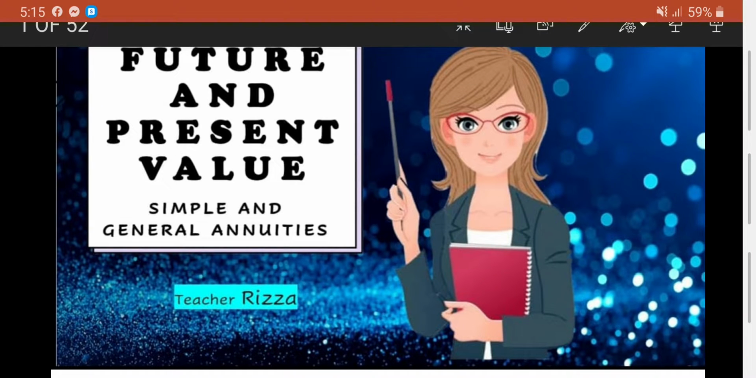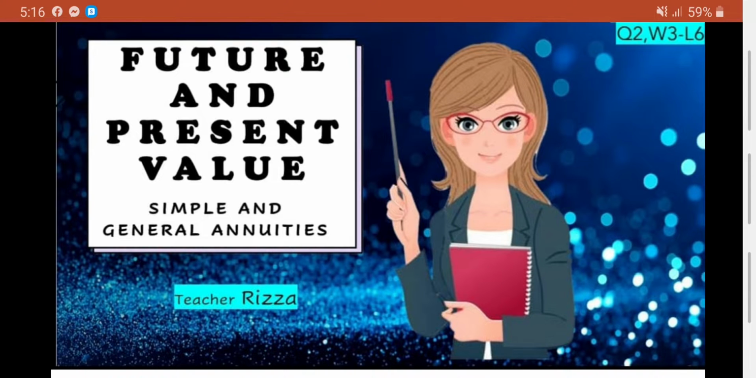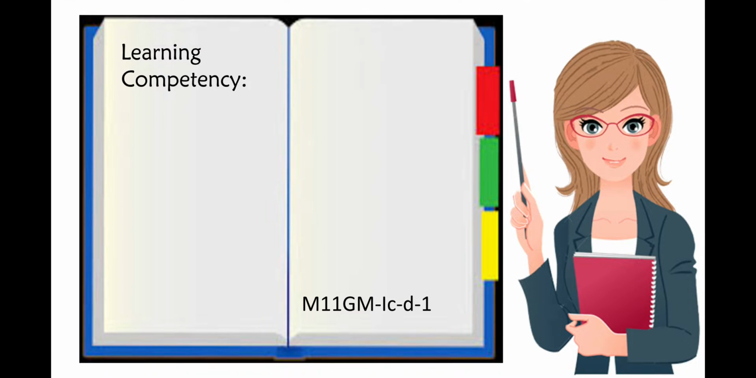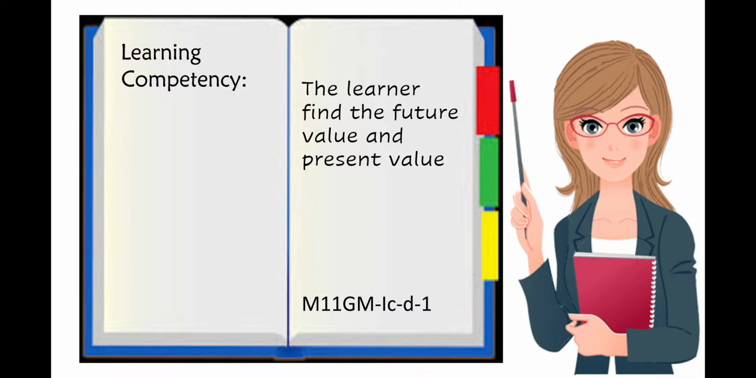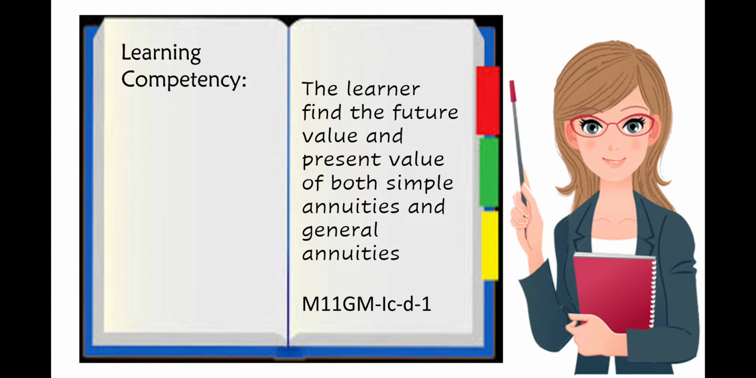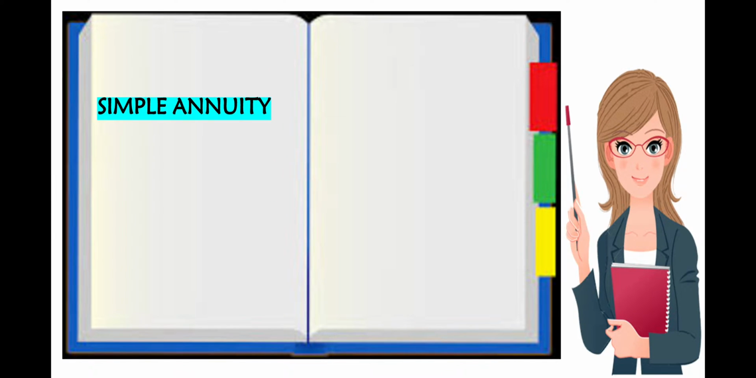Hello! This is our lesson 6 for week 3 in general mathematics: future and present value of simple and general annuities. With our learning competency, the learner finds the future value and present value of both simple annuities and general annuities.